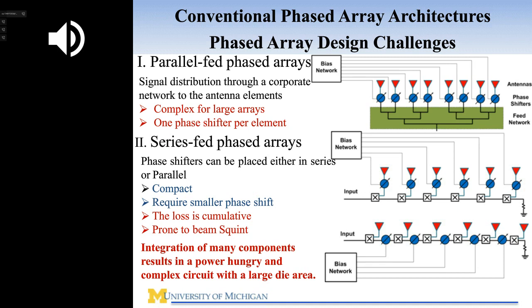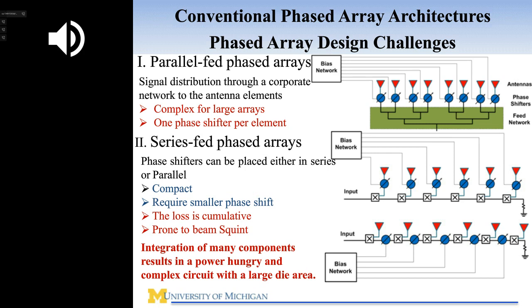antennas is absorbed. There is also a second type of series-fed array where phase shifters are incorporated along the feed line. And in that case, the required amount of phase shift needed to achieve a certain scan angle decreases. So in series-fed arrays, you reduce the complexity of the feed network. At the same time, you still need a large number of phase shifters.